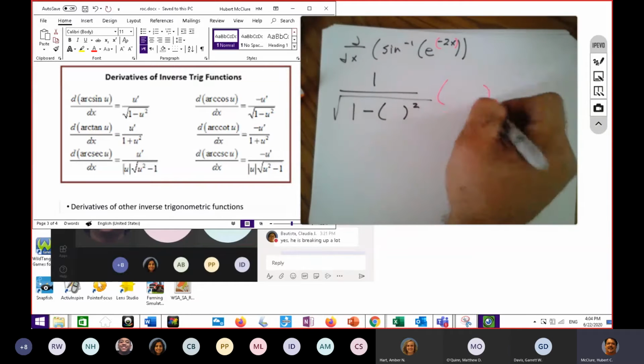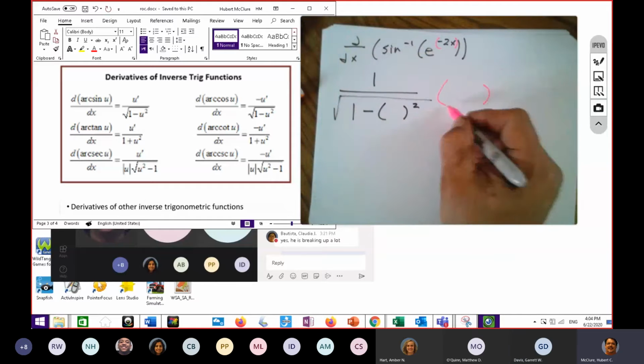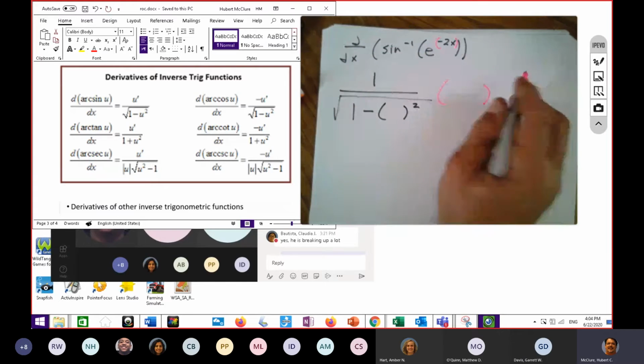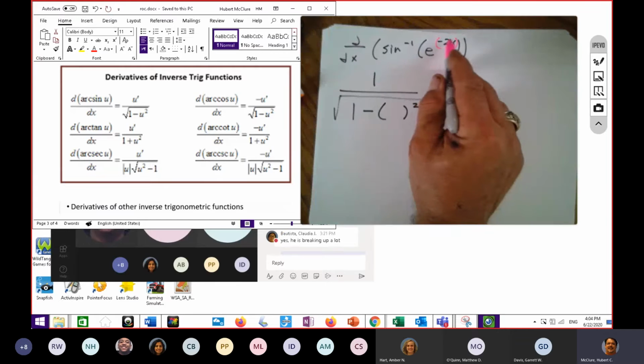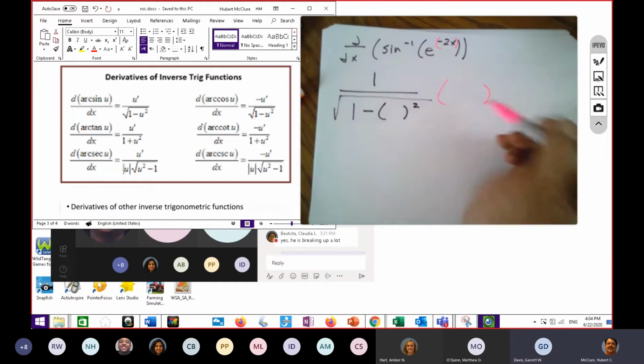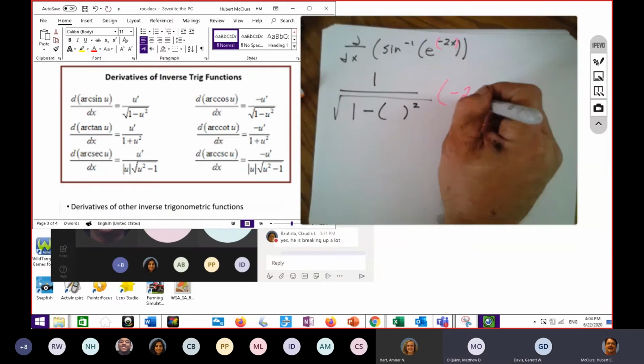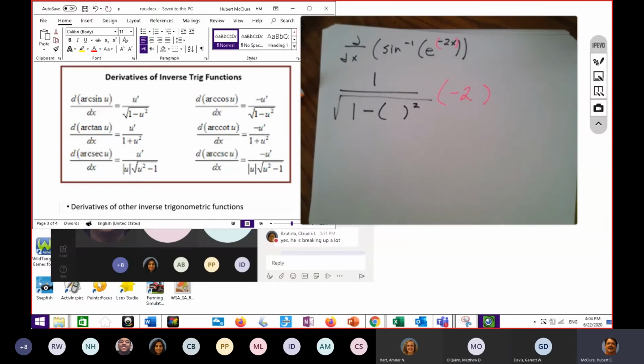Now, if this was just a positive x, then you wouldn't need to do anything because the derivative of x is 1. But if that's a negative x, if it's a negative 2x, if it's 5x, you've got to have parentheses. So the derivative of negative 2x is what? Negative 2, Hubert. Thank you, class.